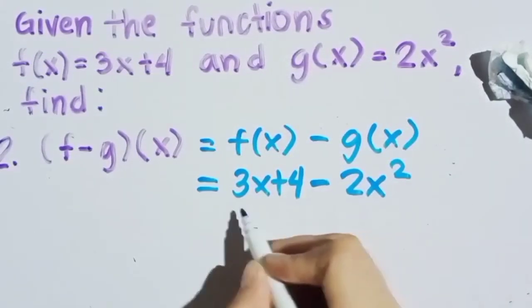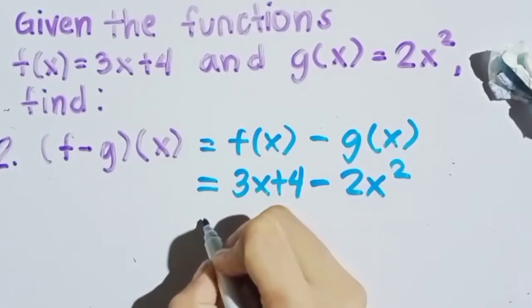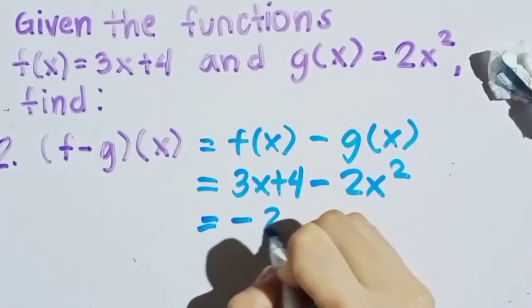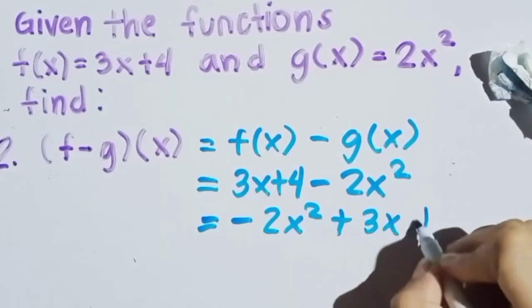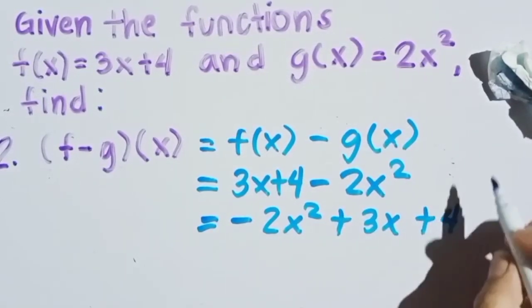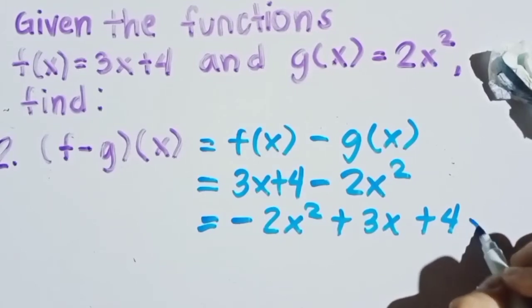Dahil walang magkapares na term dito, i-reorder lang natin to. So, magiging negative 2x squared plus 3x plus 4. So, ito na yung sagot natin for number 2.